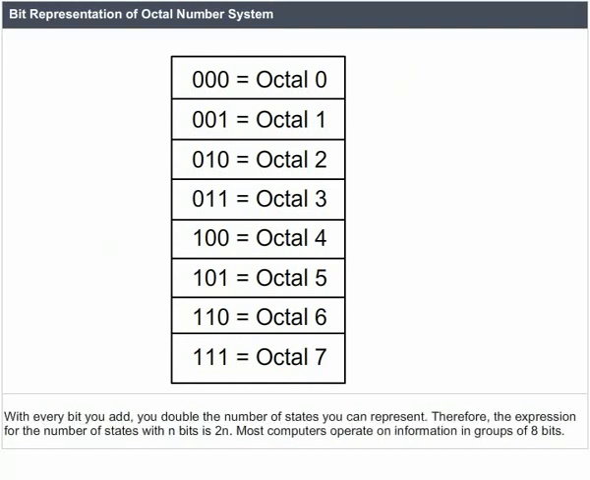With every bit you add, you double the number of states you can represent. Therefore, the expression for the number of states with n bits is 2 to the power n. Most computers operate on information in groups of 8 bits.